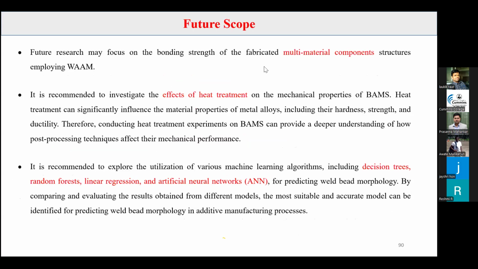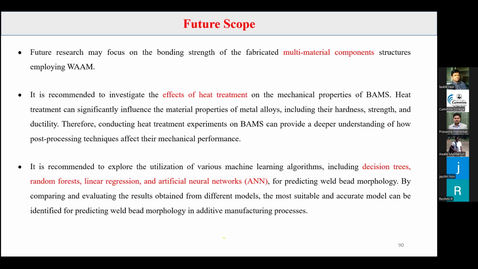Regarding future scope, in future the upcoming researchers can deposit multi-material. I have deposited two different materials. Now you can deposit three different materials, and you can study their behavior depending on the application. Then you can deposit the material alternatively, because at VNIT we don't have that facility. For depositing the material alternatively, we should have two different robots.